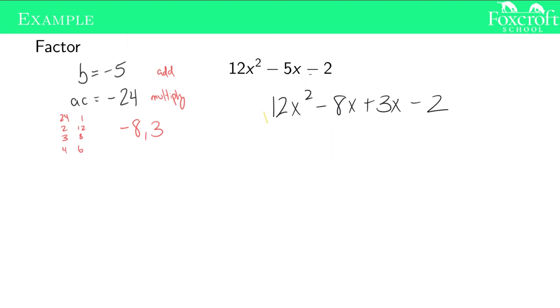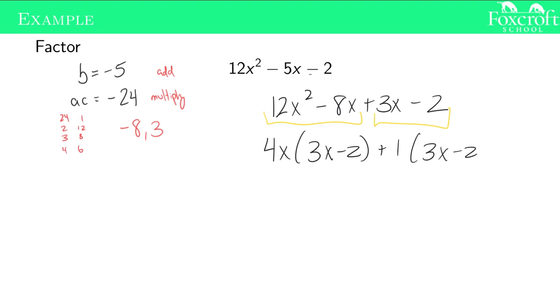All right, I do 2 groups of 2. The first group, I can factor out a 4, which divides both of those, and an x. It's going to have 3x minus 2. Second group of 2, nothing in common, so I just pull out a 1. Pulling out a 1 doesn't do anything. And now I get my final answer, 3x minus 2 times 4x plus 1.